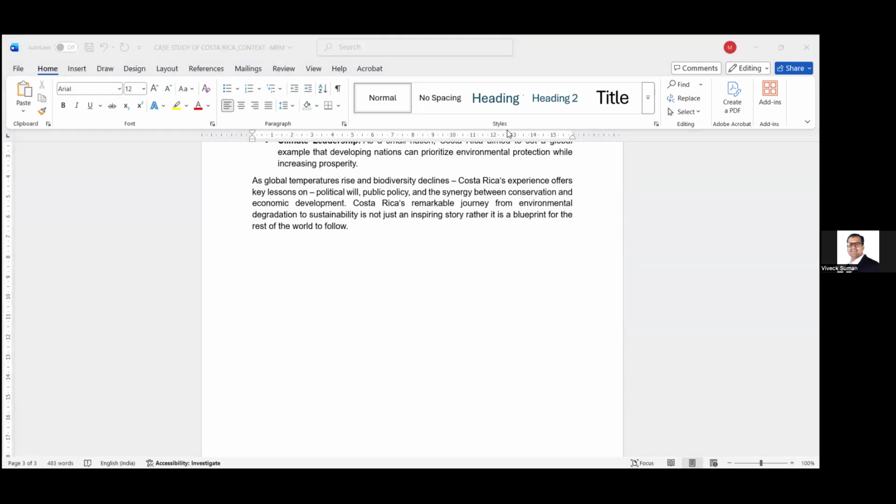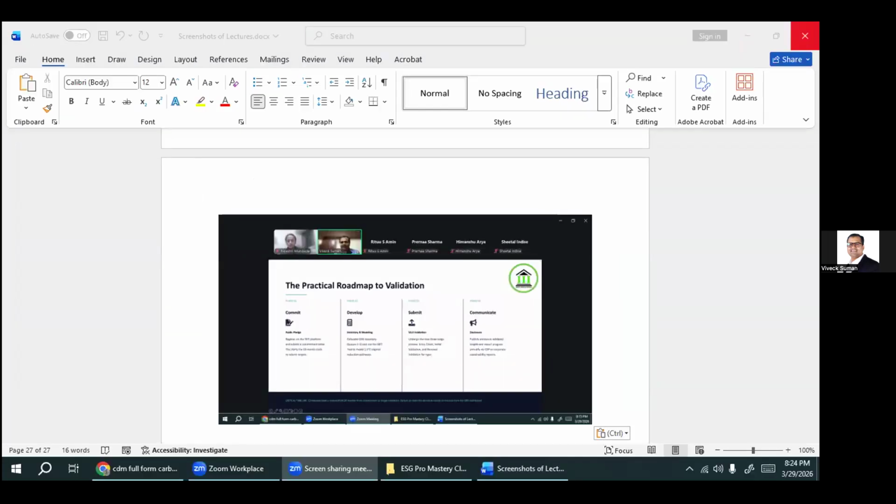You can stop sharing your screen. Just stop sharing your screen. Who was supposed to share? Rajashri. Yes, Rajashri, you can share the screen and let her talk about it. Okay.